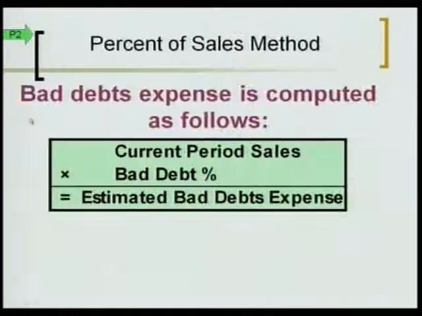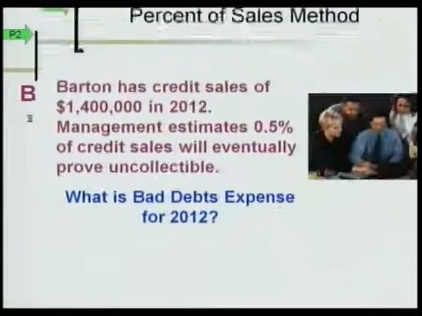And really these are going to be best learned by doing an example on screen. Okay, this is a pretty simple method, the percentage of sales method. Bad debt expense is computed as follows. You take the current period sales or the net sales times the bad debt percentage and you get an estimate. Let's look at an example.